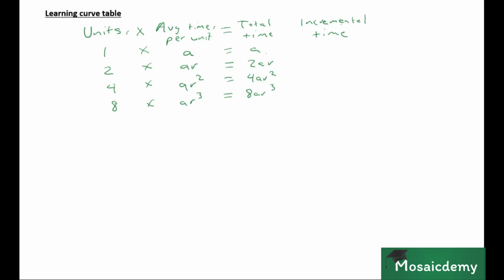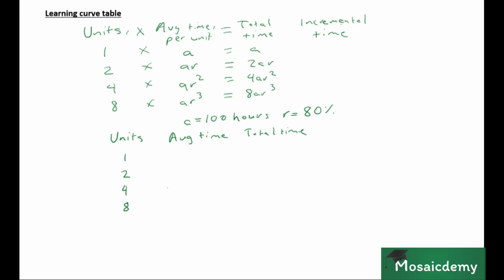Let's apply this concept. Let's say A, the time for the first unit, was 100 hours. The first unit took 100 hours to make. And the learning rate R was 80%. So let's fill out a table based on that. We have our units, average time, total time. Let's fill them out based on the formulas above. Remember, units will always have the same format: 1, 2, 4, 8.